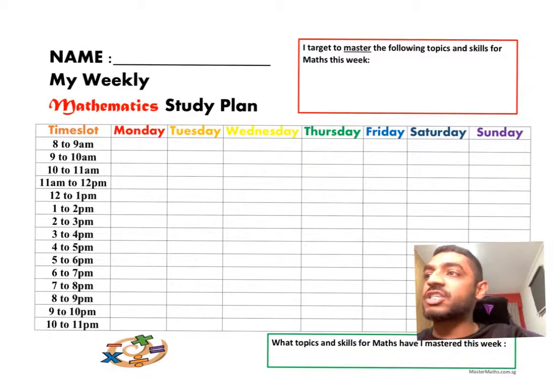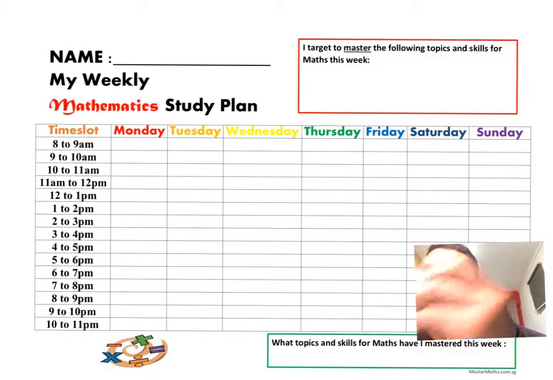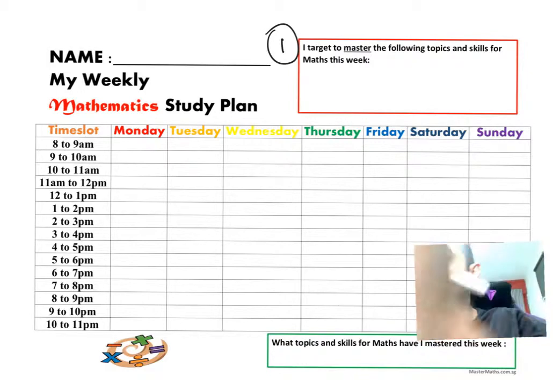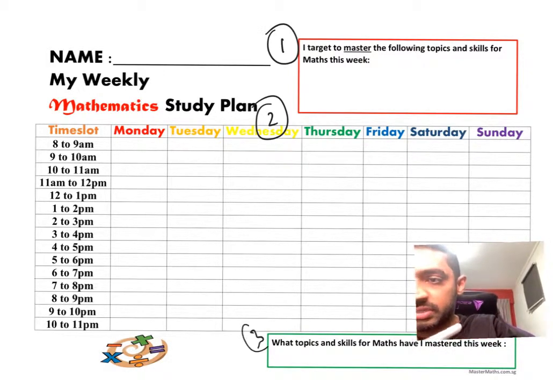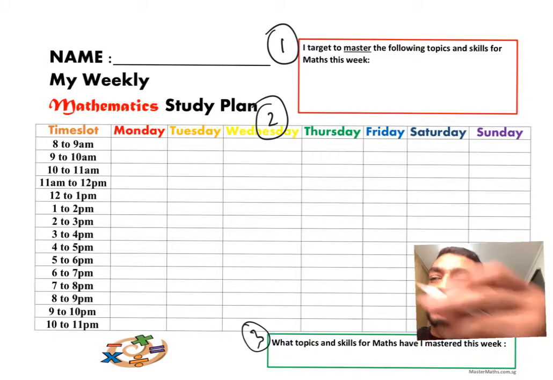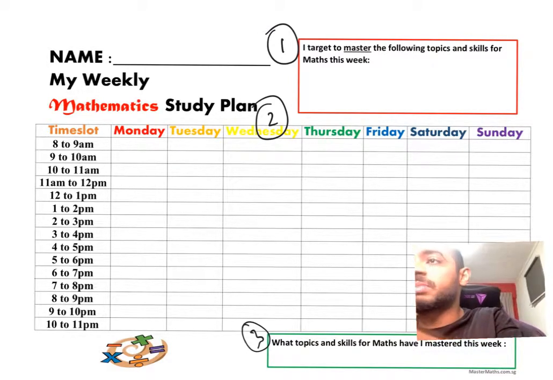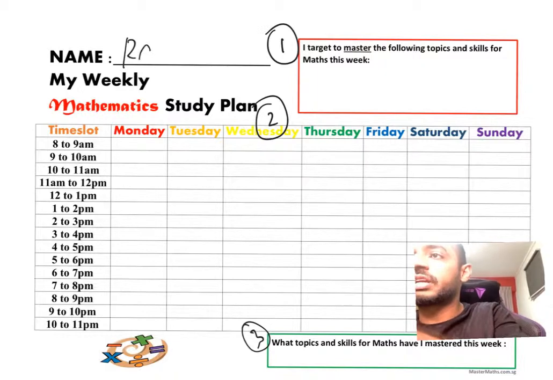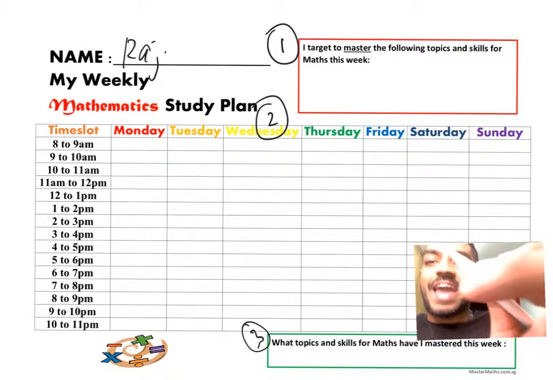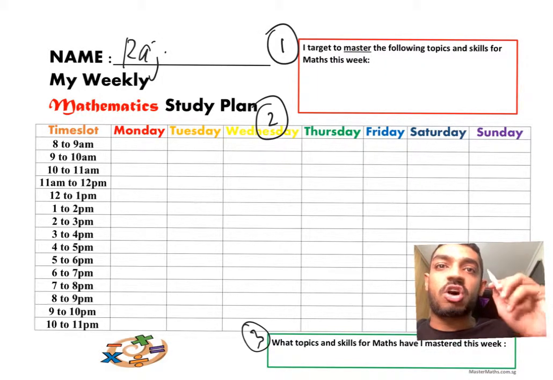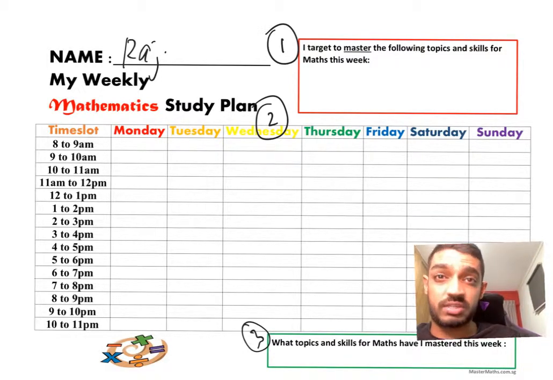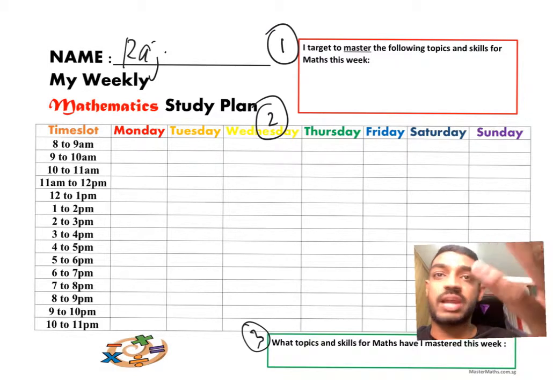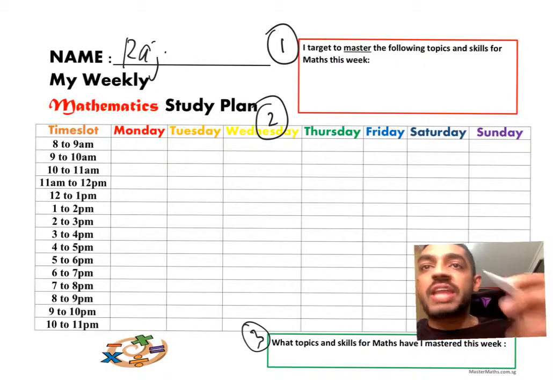There are essentially three parts to this maths planner. Number one, number two is the time slots, and number three is this box here. Ensure that your child fills up his or her name. Let's say your child's name is Raj, so fill that up. I encourage your child to do this every Sunday of the week. Term 2 effectively only has about 10 weeks, so you can print out probably 10 of these copies and get your child to try planning for mathematics.